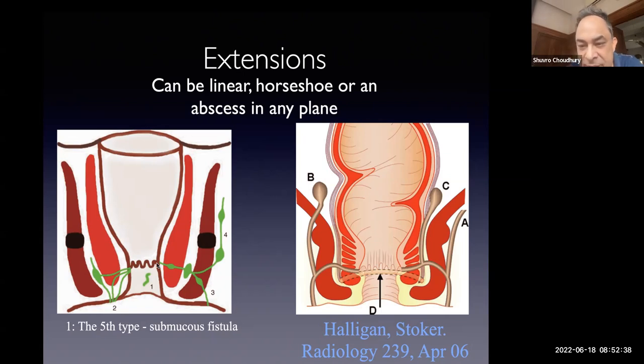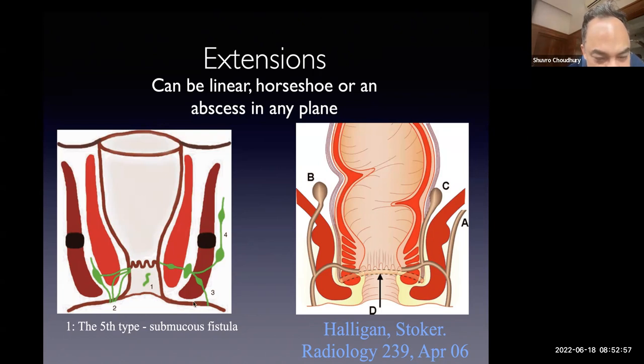So what I'm trying to say to you is that in surgical practice, you see this: you have external openings on both sides of the anal canal, and you are wanting to find out what the tract is. I wish I had so many pictures, and I'm so sorry I have not got it sorted.